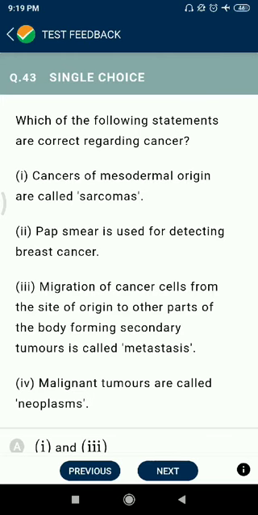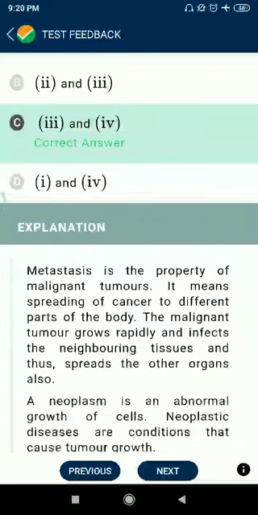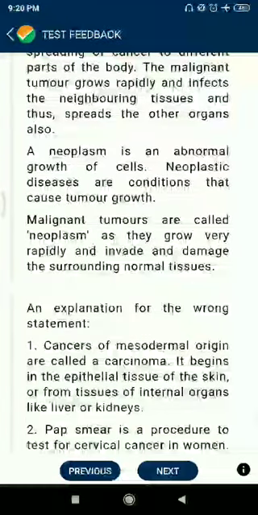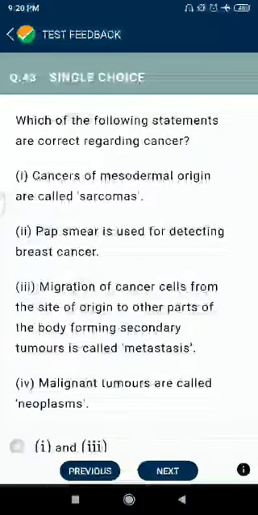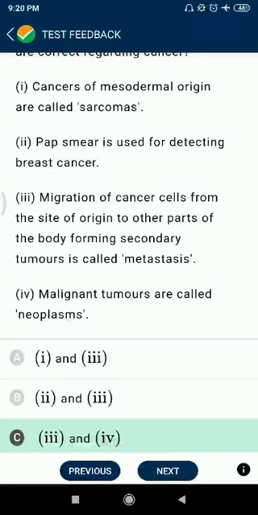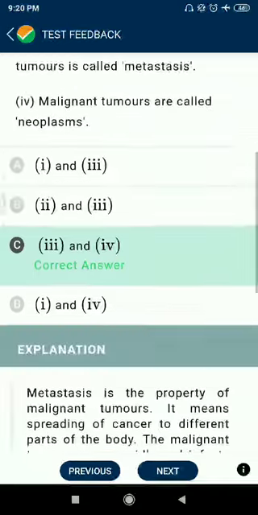Question number 43. Which of the following statements are correct regarding cancer? Cancer of mesodermal origin is called sarcoma. No, this is not for sarcoma, this is for carcinoma. Pap smear is used for detection of breast cancer. No, this is detection of cervical cancer. Migration of cancer cells from the site of origin to other parts of the body forming secondary tumors is called metastasis. Okay, malignant tumors are called neoplasm.